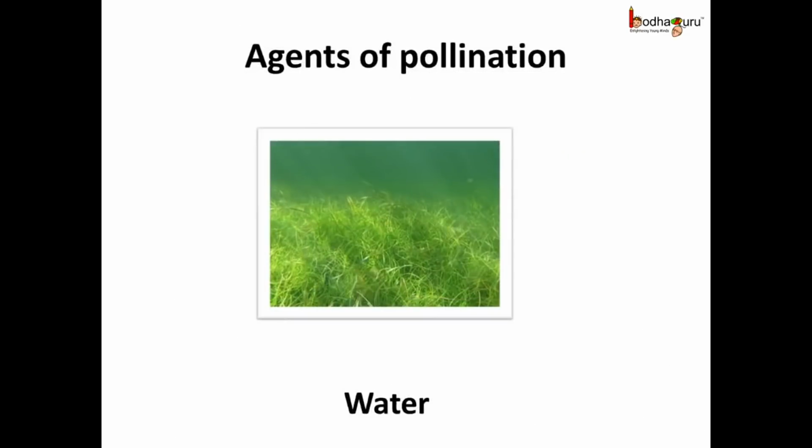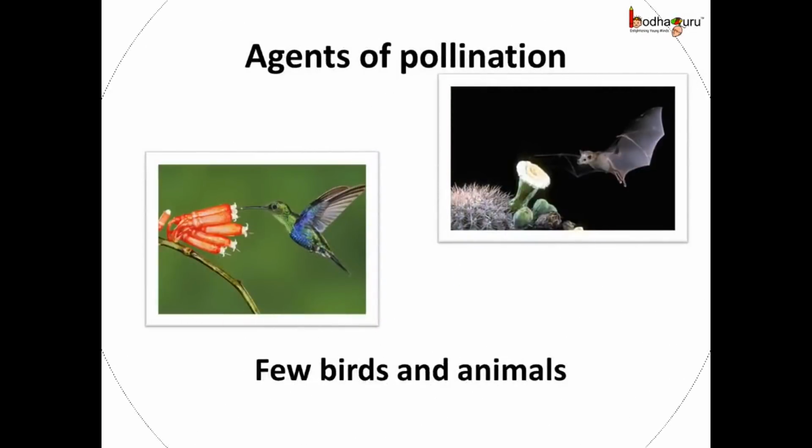In certain aquatic plants like the seagrass, the pollination is carried out by the water, as the water current slowly carries the pollen grains to the other flowers. You know, even a few small birds like the sunbird or the hummingbirds, which have smaller beaks, pollinate the flowers. Few bats and rodents also pollinate the flowers.